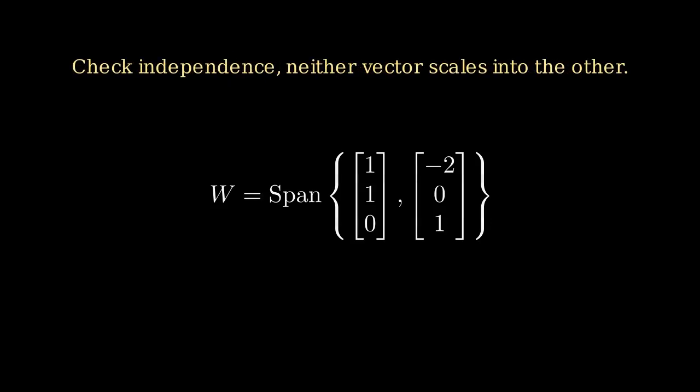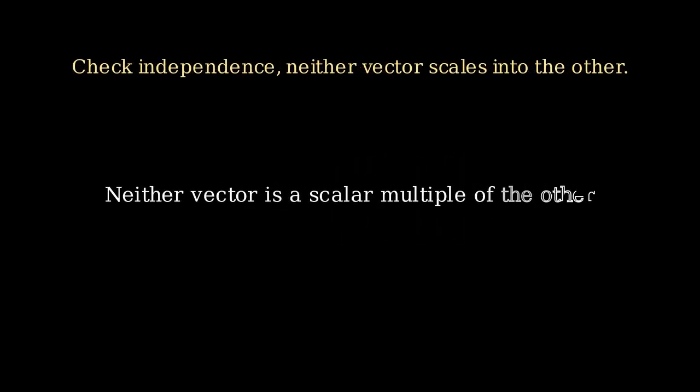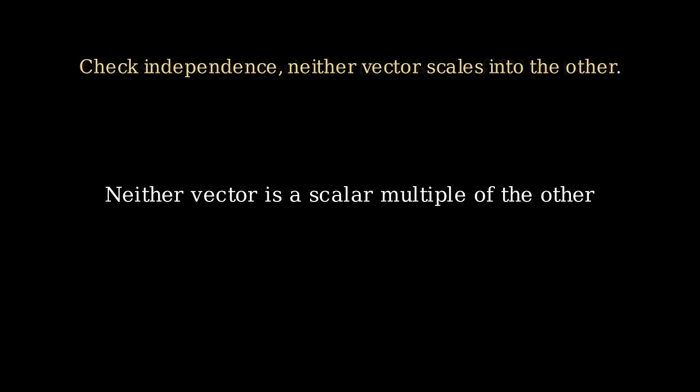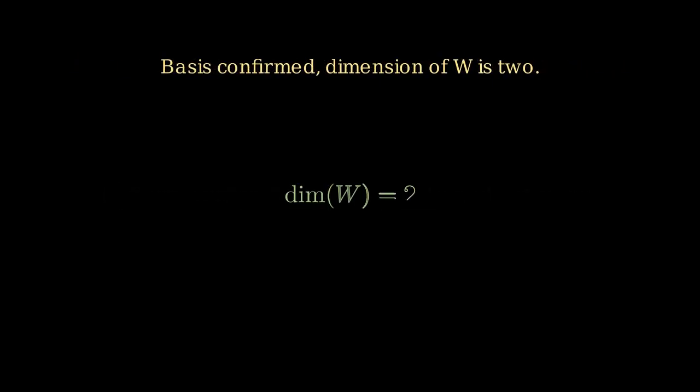Check independence. Neither vector is a scalar multiple of the other, since their entries don't line up under any single scaling factor, so the set is linearly independent. Both properties hold, so these two vectors form a basis for W, and the number of vectors in that basis, 2, is the dimension of W, literally how many independent directions the plane has.